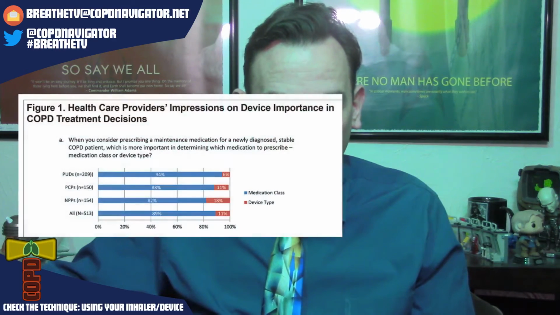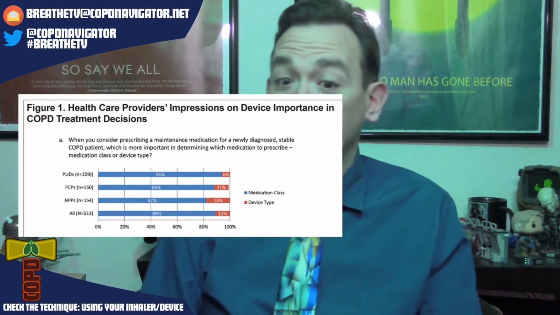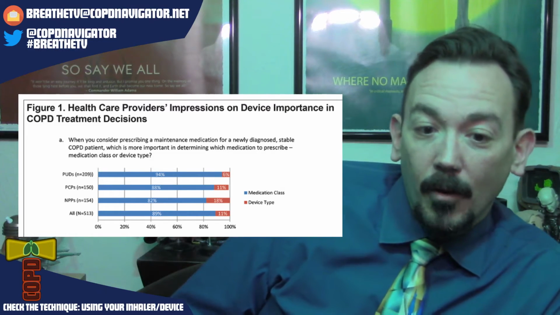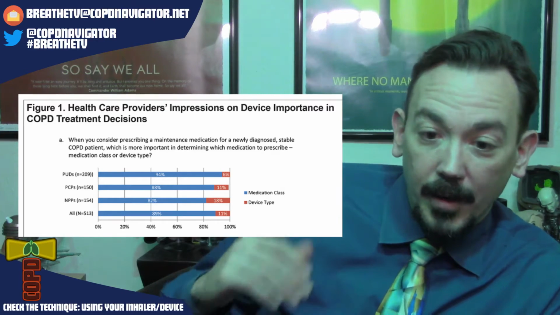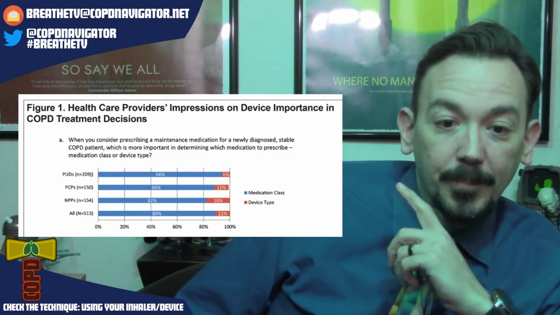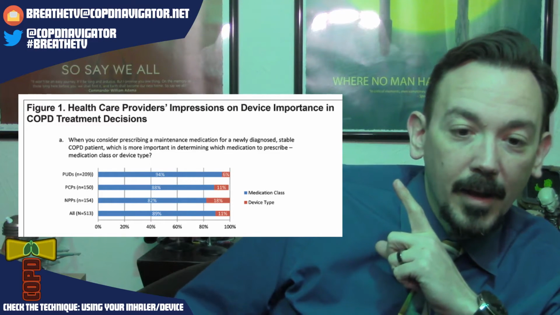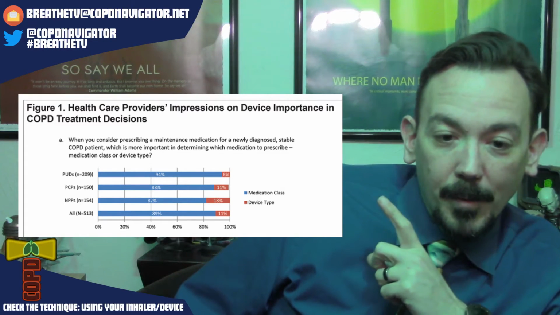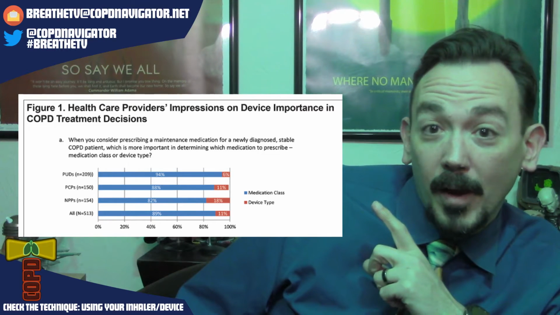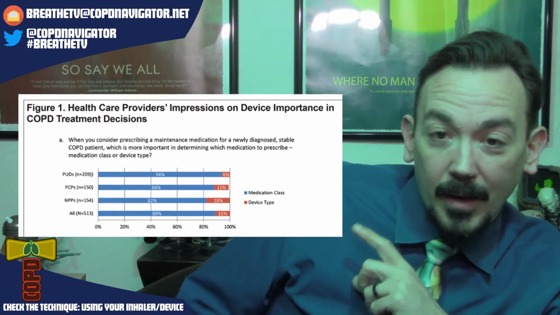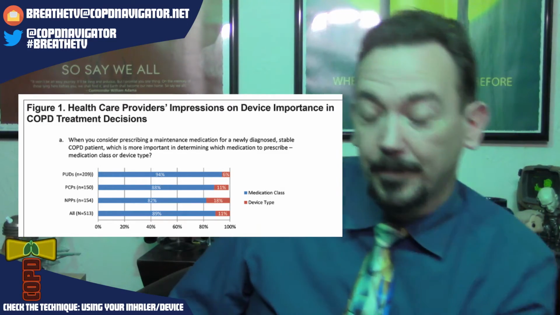But a big issue here is, this was a study that came out a couple years ago from the COPD Foundation, our good friends at the COPD Foundation, who studied a variety of healthcare providers. You can look here. On the top row here are pulmonologists, then primary care providers, then non-physician providers. These are NPs, PAs, everybody else. And then down at the bottom is the conglomeration of everybody.